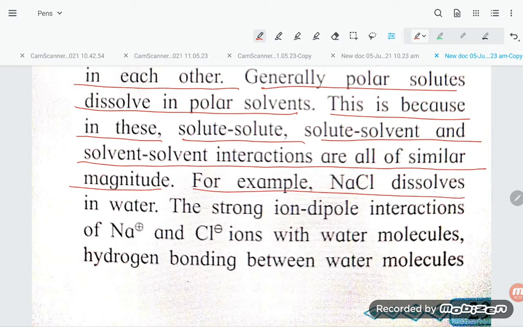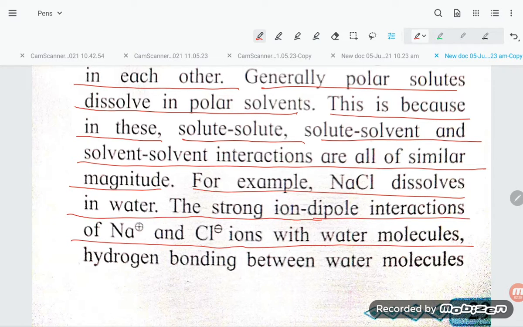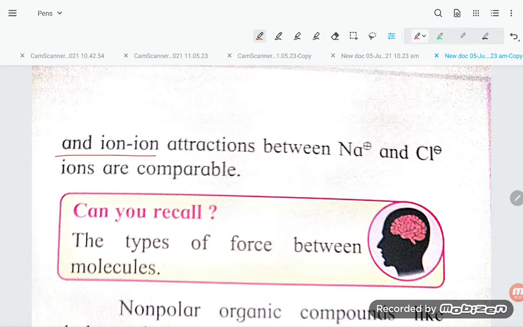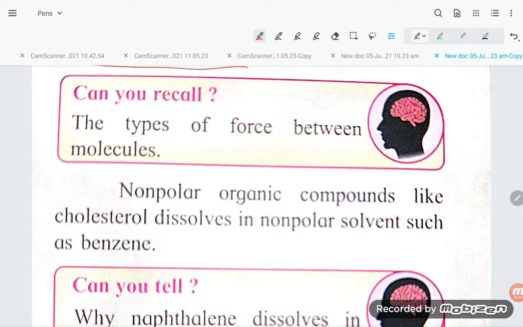For example, NaCl dissolves in water. The strong ion-dipole interaction of NaCl ions with water molecules, hydrogen bonding between water molecules and interaction between Na and Cl ions are comparable. That is why it dissolves in water. What types of force are there between molecules, student? Types of force like hydrogen bonding in the solute-solvent or ion-dipole interactions.